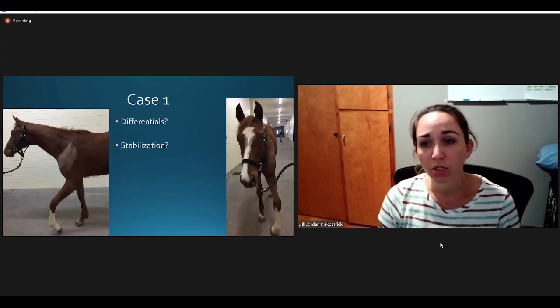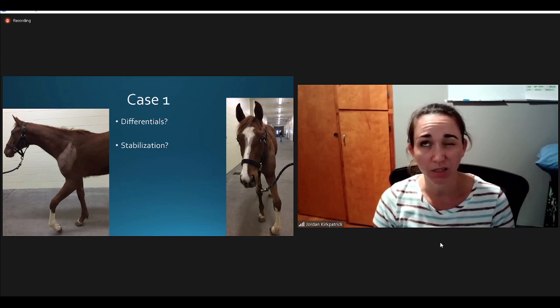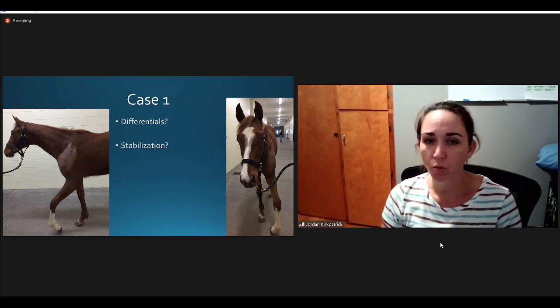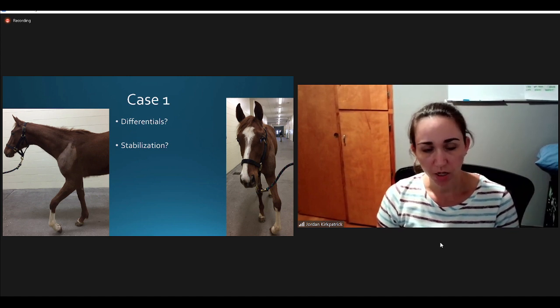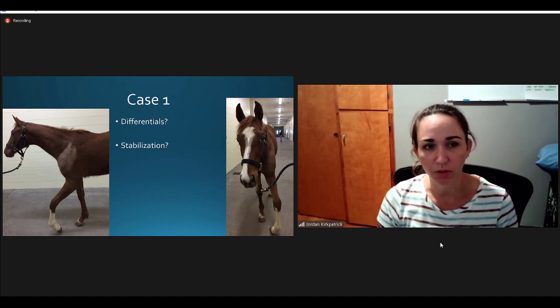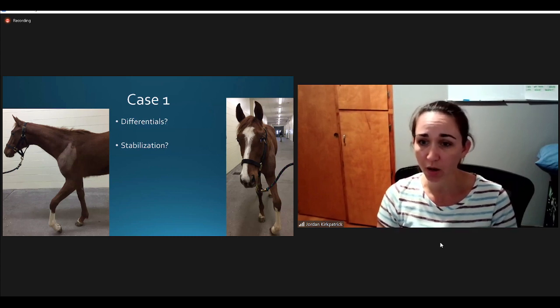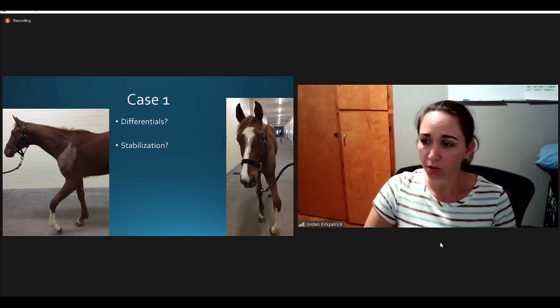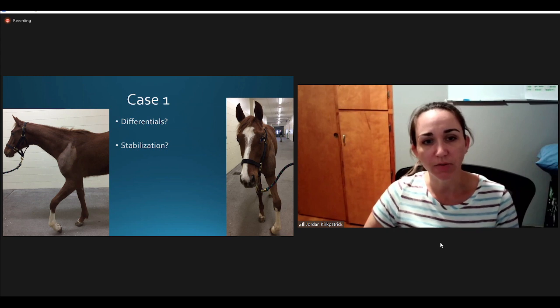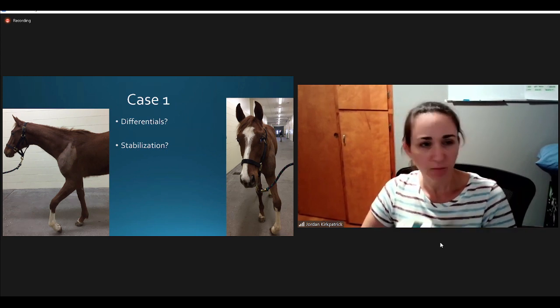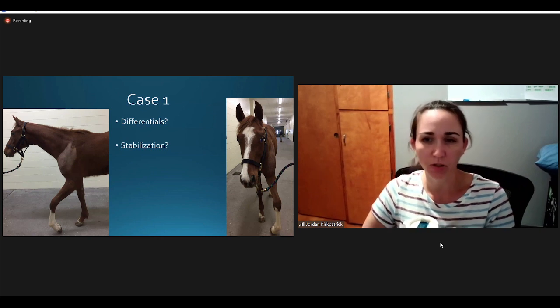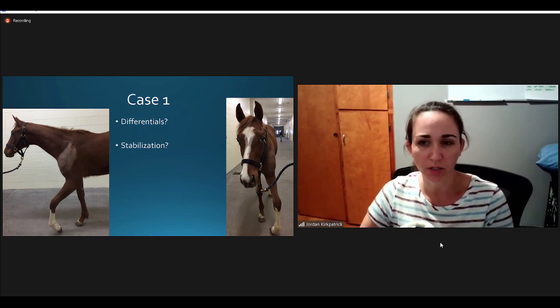So, a case to look at. This was, I believe, a 1-year-old horse that came in, and he had this dropped elbow appearance for, I think, at least a week at home. I'm just going to give you a second to think of some differentials and how you might want to stabilize this. I'm trying to remember his name. I think his name was Orion. This was a couple years ago now.